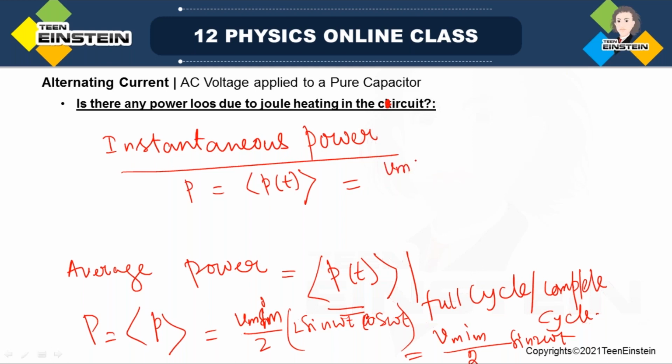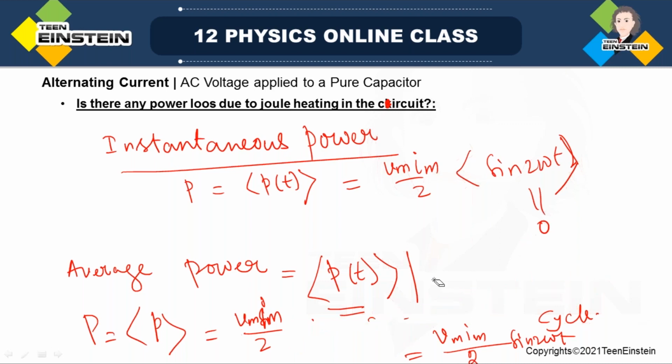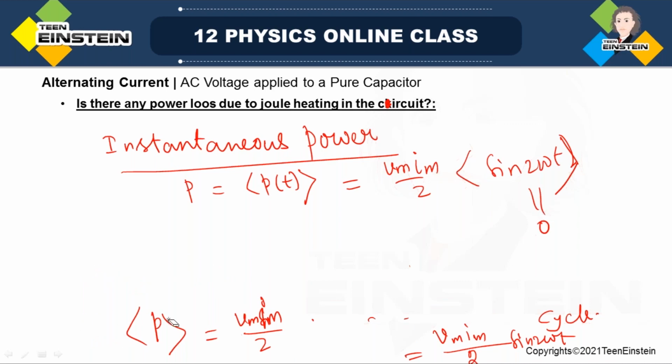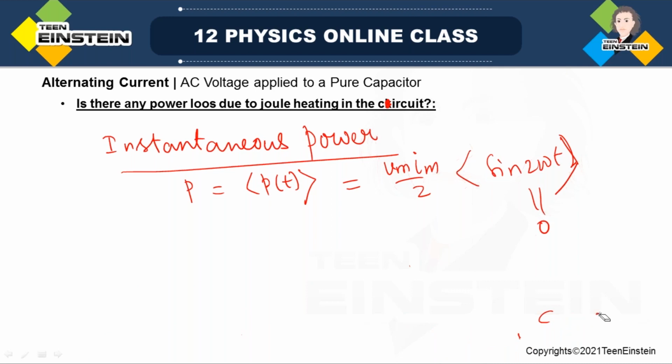You have to find out the average of this. We have seen that in a full cycle or complete cycle, this average gives you 0. In the previous class also we had discussed that. I'm not going to repeat that here, but we can use the result that the sine of any multiple, sine omega t, sine 2 omega t, 3 omega t, etc., if you take the time average of that, will give you 0.